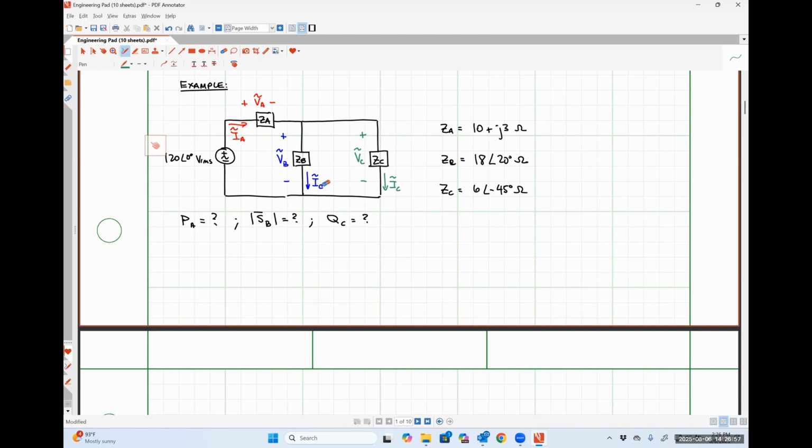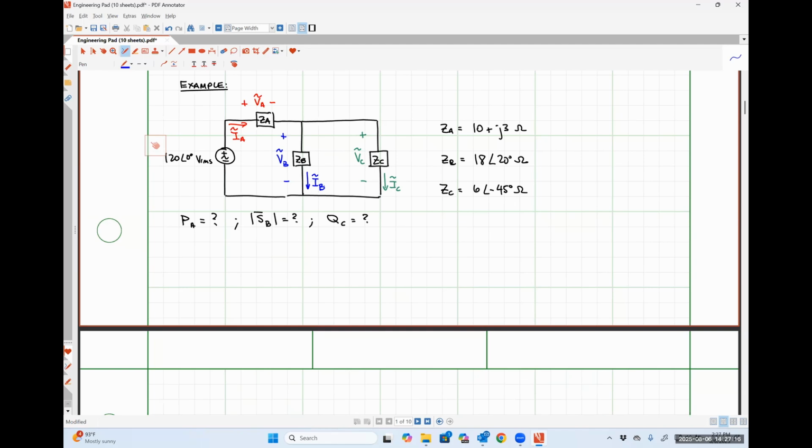Trevor, sorry, this one should be IB. Thank you for pointing that out. And then Colin, I'm not sure what you mean by REZ of the circuit. So use ZEQ to find IA.